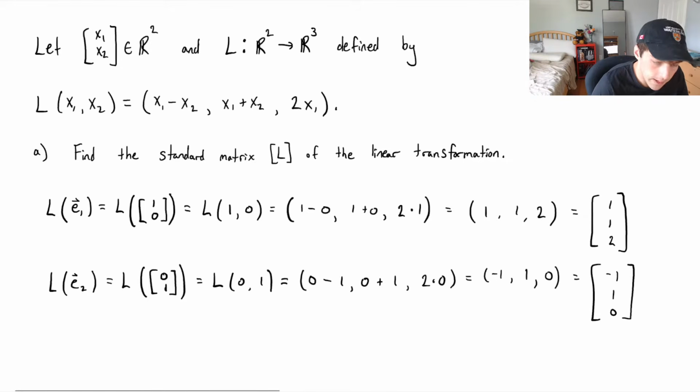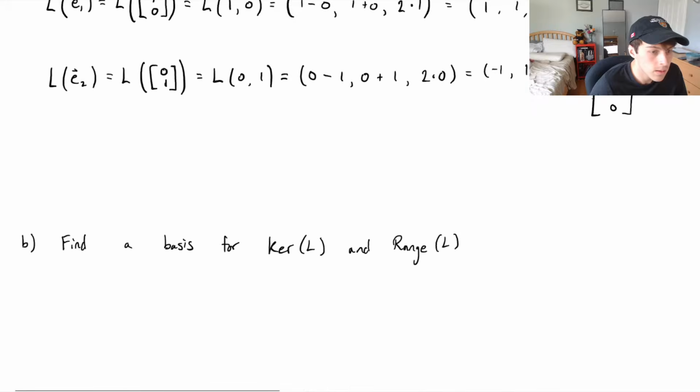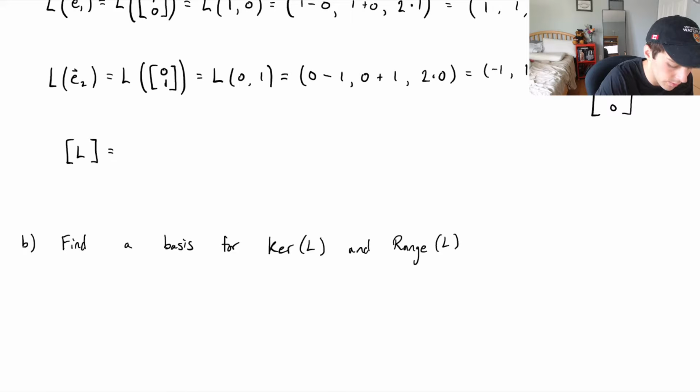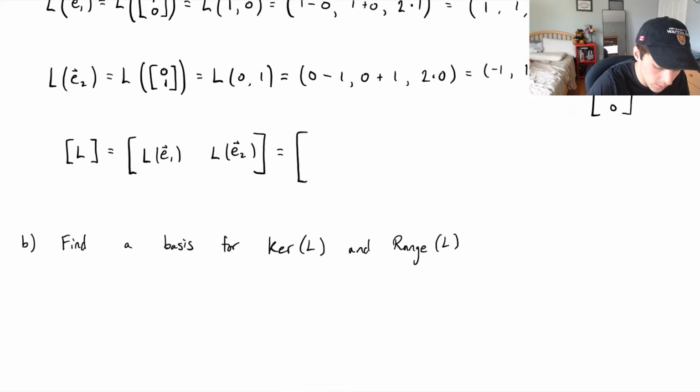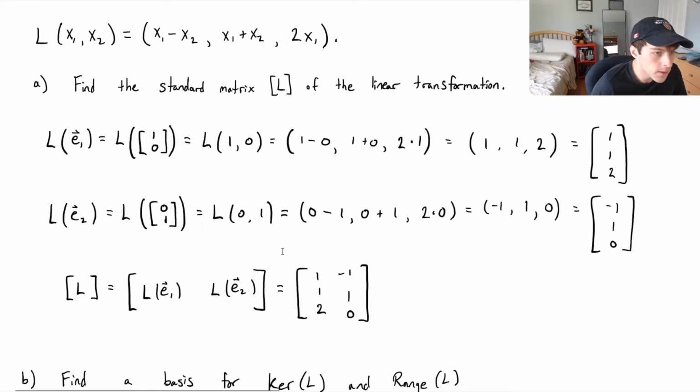Okay, and let's scroll down here. Remember, the standard matrix that describes our linear transformation, well, the first column is just going to be L of E1. The second column will be L of E2. So we know that the first column will be 1, 1, 2, and our second column will be negative 1, 1, 0. So this is the matrix that describes our linear transformation.